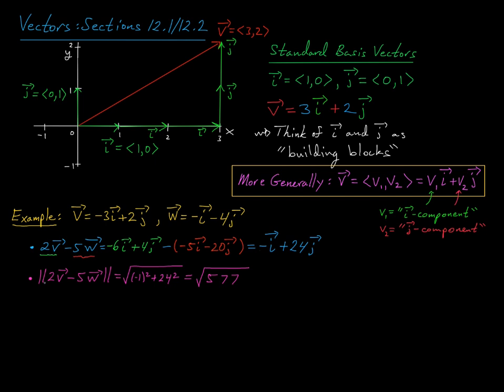All right, and then how about computing the magnitude of 2v minus 5w? Well, as we said, right, you take the square root of the sum of the squares of the components of the vector. So given that 2v minus 5w is negative i plus 24j, to find its magnitude, you want to take the square root of negative 1 squared plus 24 squared, and that turns out to be the root of 577.